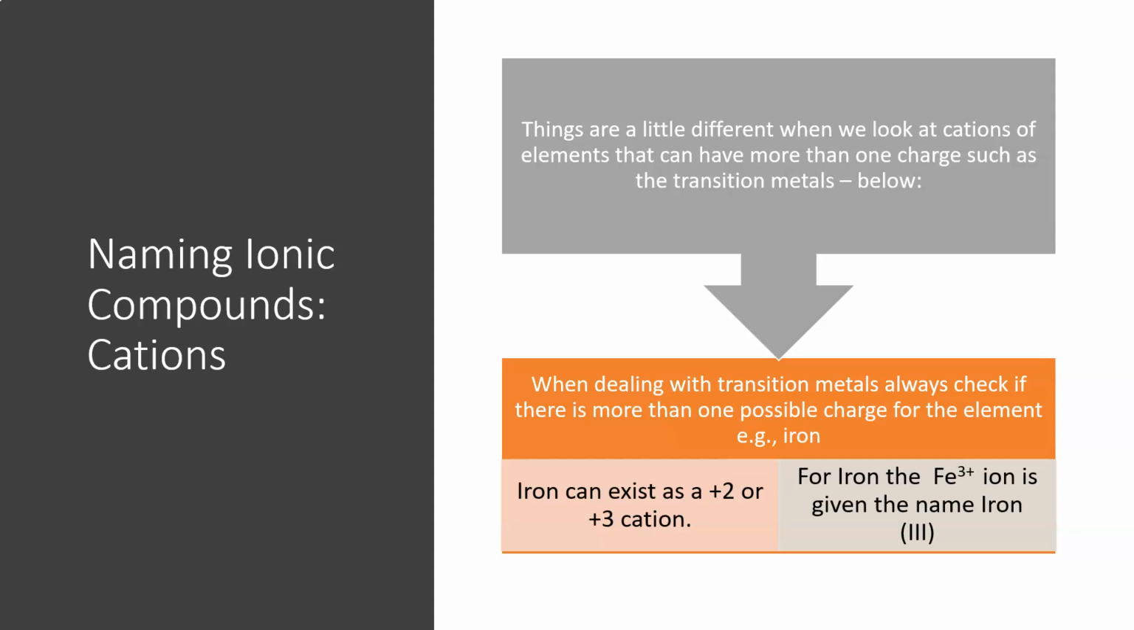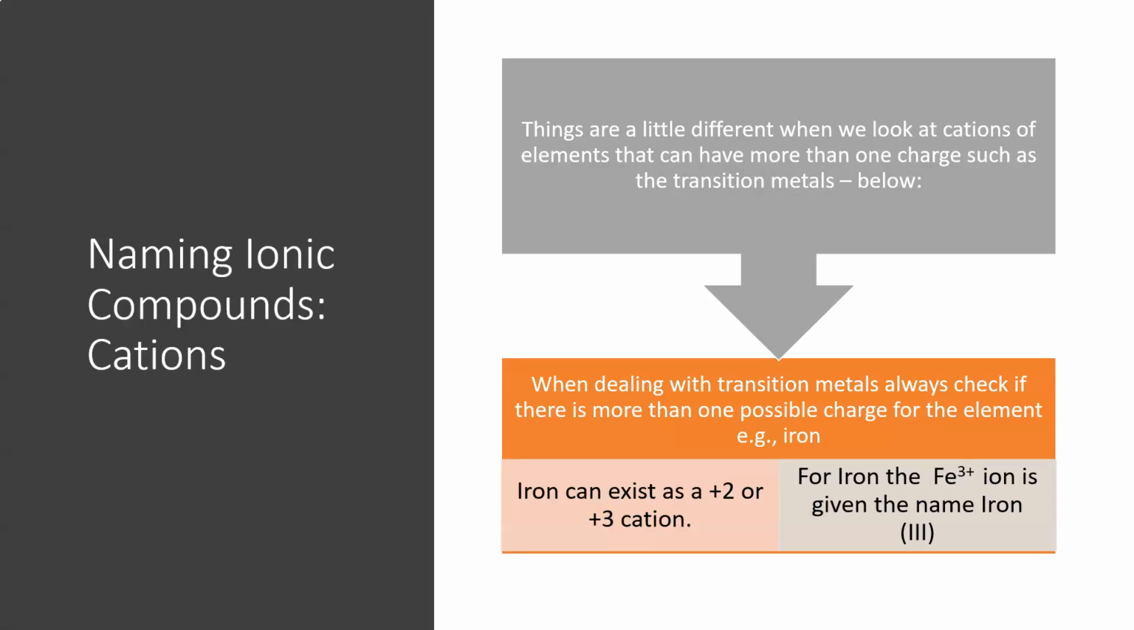We do have a couple of things that you need to remember. Some ionic compounds, like iron, can exist as a 2 plus or a 3 plus cation. So you may see something like iron 3, which means it's a 3 plus. You'll see that for some elements.